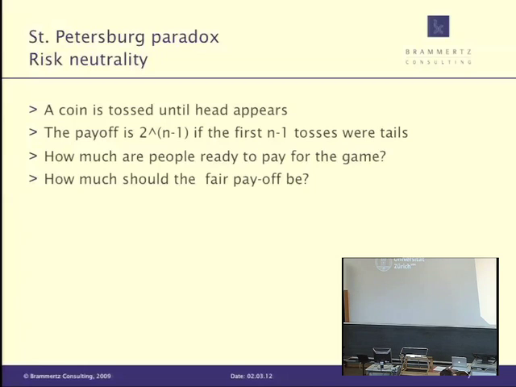Let's assume I am the guy playing against you. So anybody can come and play. So we throw the coin, and I pay you 32 if it's at the 6th. I pay you, for example, 8 if the 4th throw is a head. 2 to the 3rd power is 8. Now the question is, how much are you going to pay me in advance for that game?